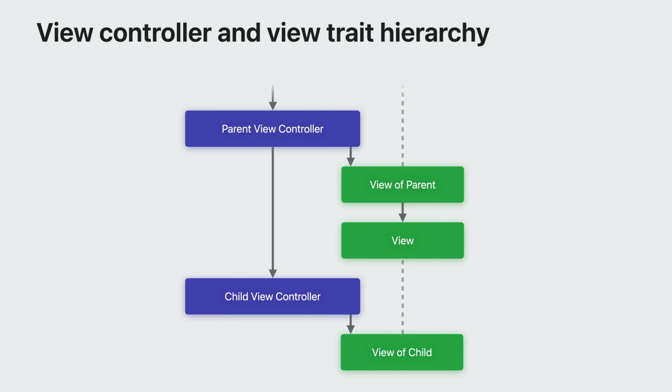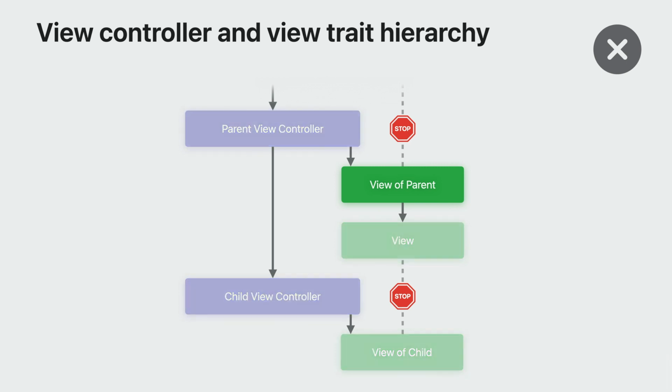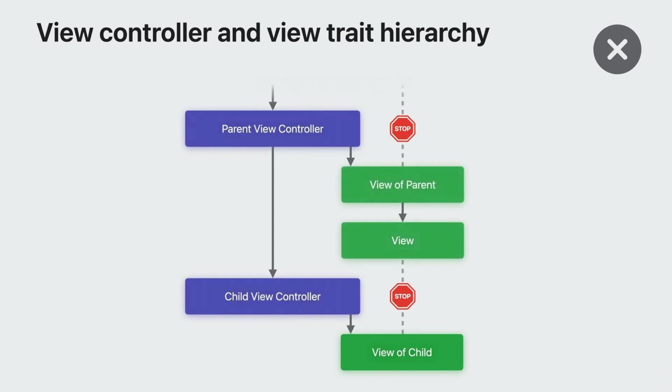This behavior meant that the flow of traits in the view hierarchy stopped at each view owned by a view controller. For example, a trait value from the view of the parent controller would only be inherited by its direct subview. The view of the child controller wouldn't receive that value, even though it is a subview in the view hierarchy below those views. This behavior could be surprising.